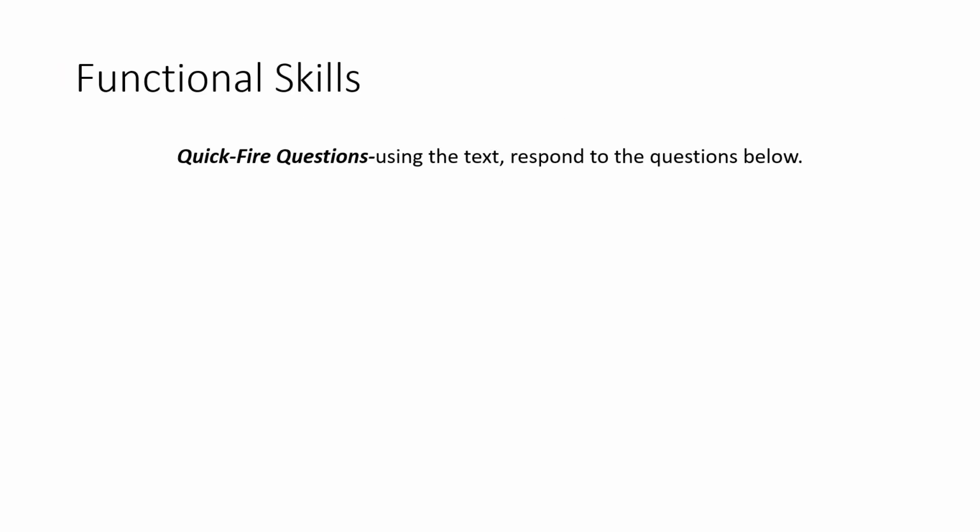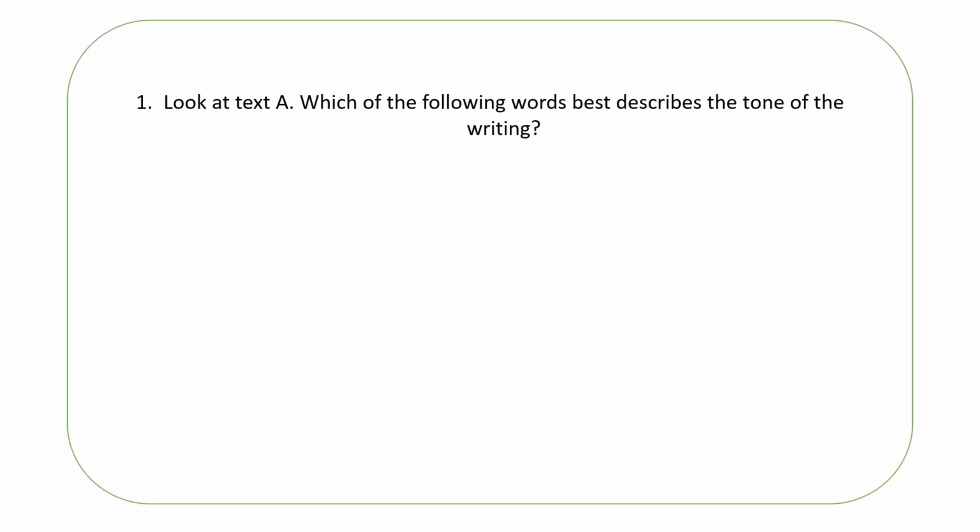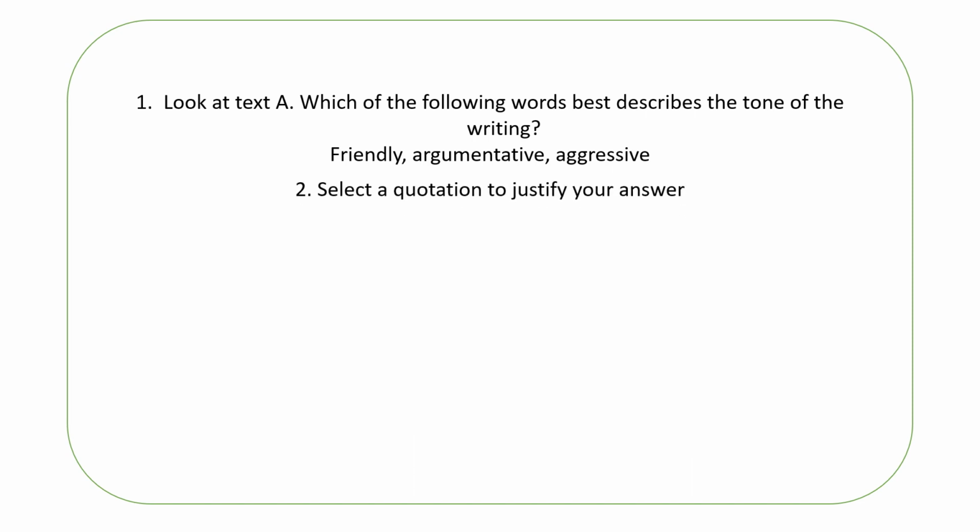Quickfire questions. Using the text, respond to the questions below. Number 1. Look at text A. Which of the following words best describes the tone of the writing? So we have friendly, argumentative, and aggressive. Number 2. Can you select a quotation to justify your answer for question 1? So what we mean by that is you look back at the text and you find a specific part that might show that it's either friendly, argumentative, or aggressive.